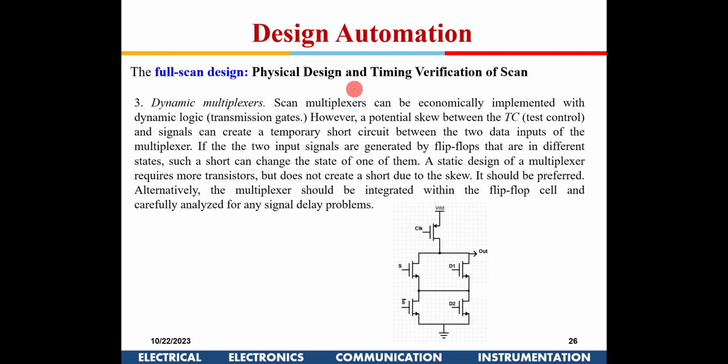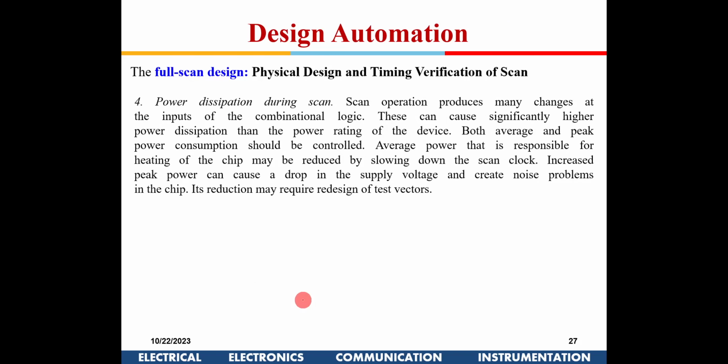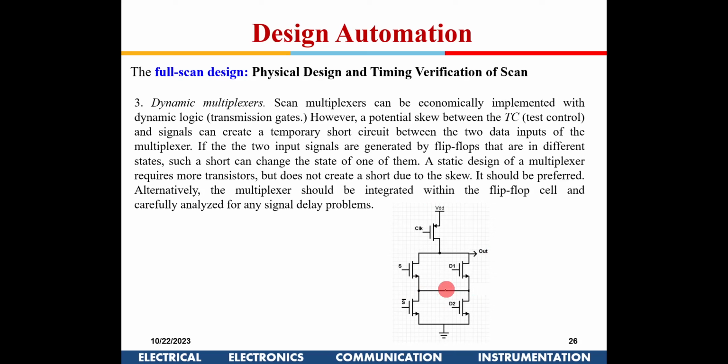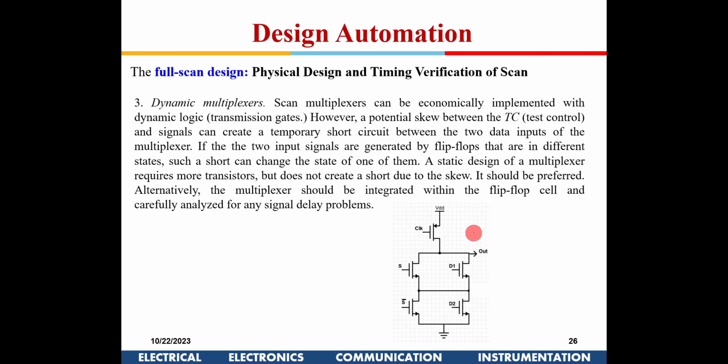Now multiplexers. Okay, so we saw multiplexers, right? Here these muxes are used. Generally a faster multiplexer is used. If you see here, when the clock is low, this node will be charged to 1.